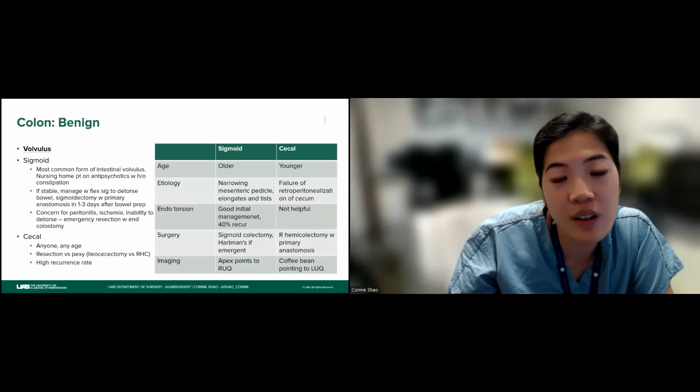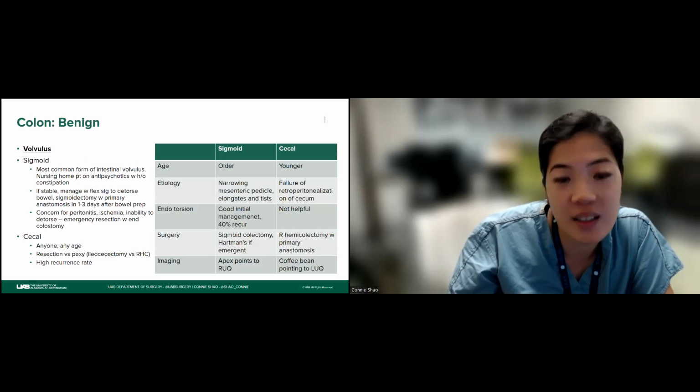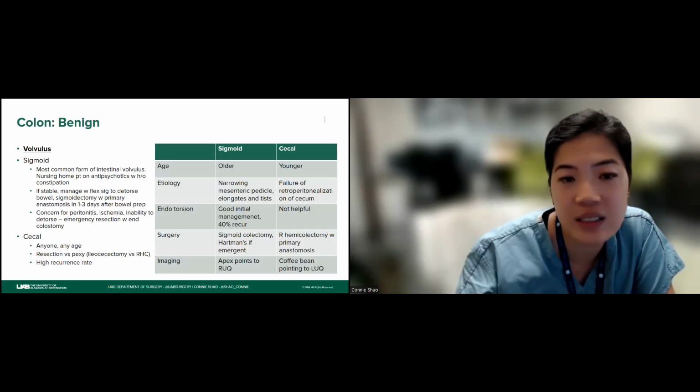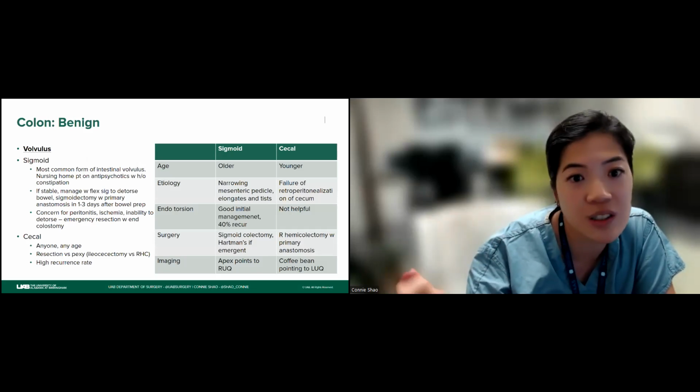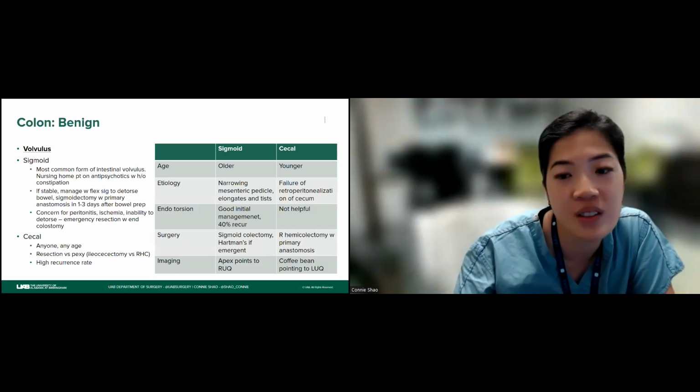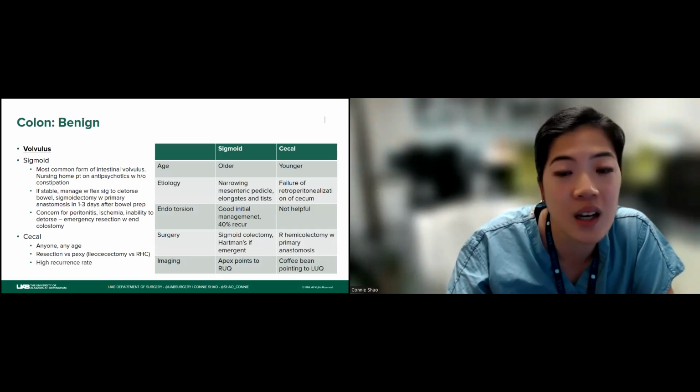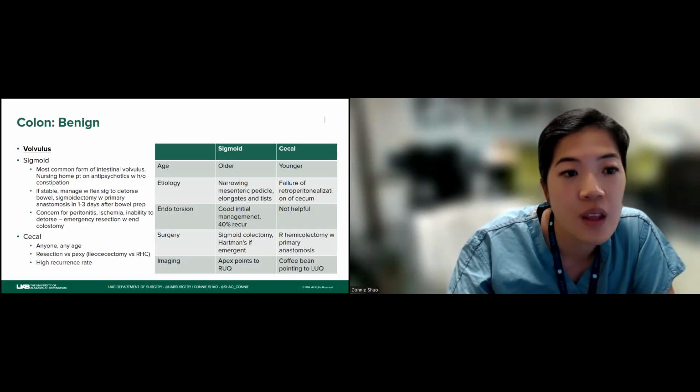Sigmoid volvulus you typically think about in older patients. And there's typically good endoscopic management for this. It makes sense because it's distal, right where you would get in with a scope, versus for cecal volvulus, you have to do a resection. And you obviously see a coffee bean sign pointing to wherever the volvulus is going to be. And then C.